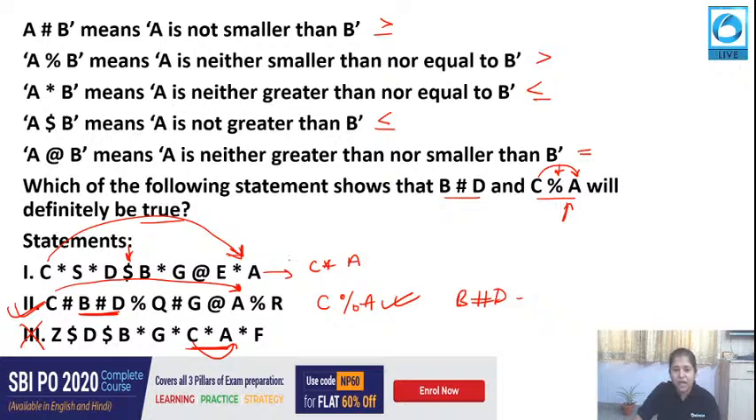So C asterisk A, and what did you need here? That is you needed C percentage A. I hope this is clear. Theek hai? So bilkul, ma'am, restatement true. Okay. So I hope this is clear to everyone.